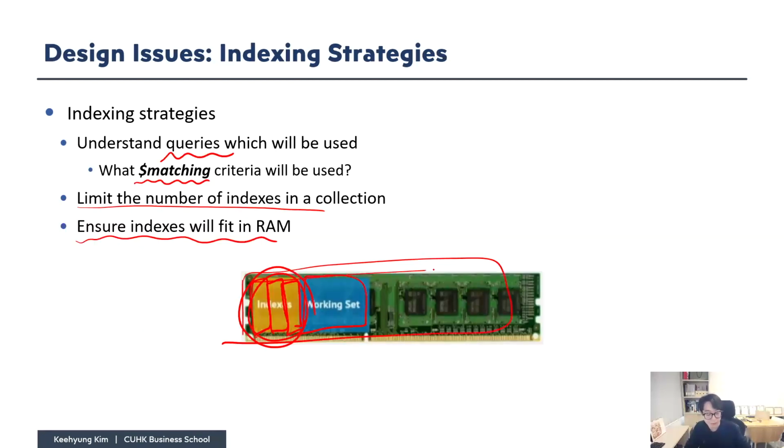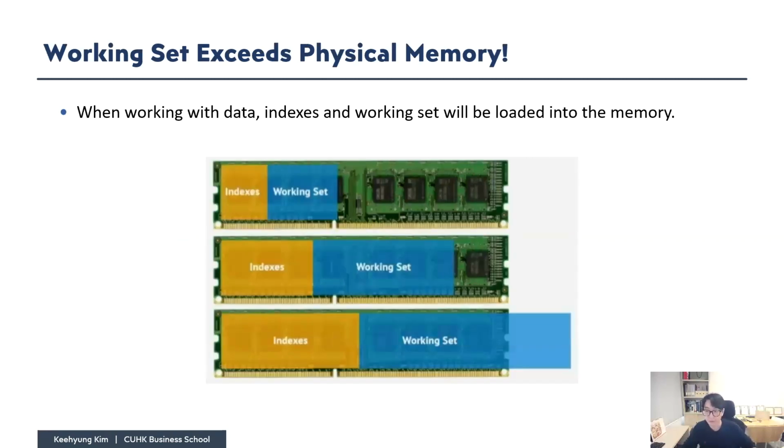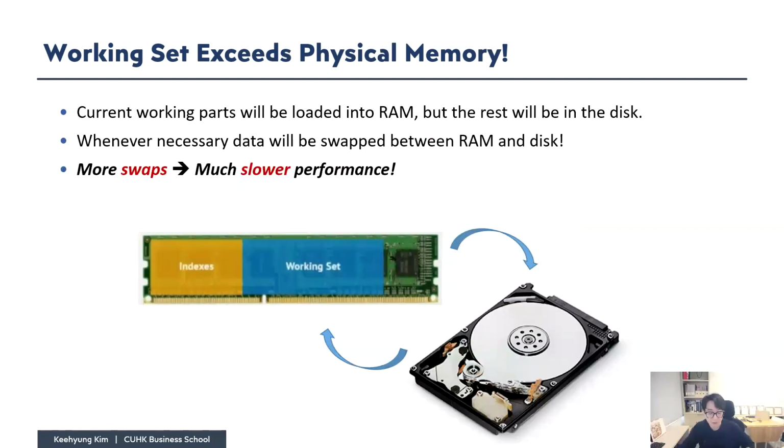Because if it doesn't all fit here, then some of the parts will be saved not inside RAM but outside RAM, like in your disk storage. Then that can slow down the process. But sometimes it's unavoidable, because when you work with the data, the index and working set will keep getting bigger and bigger. Index will keep getting bigger as the data size gets bigger. That's naturally happening. And at a certain point, if your index and working set are too big to be stored in one RAM storage, the rest will be stored in the disk storage.